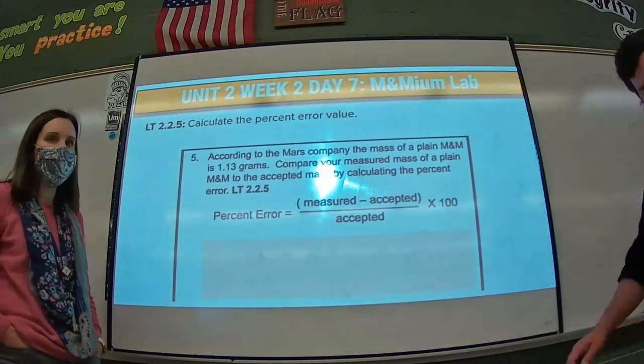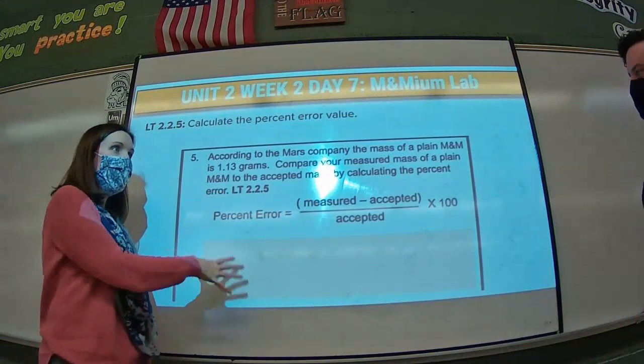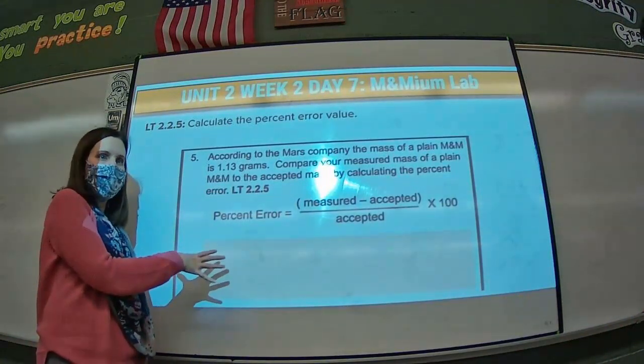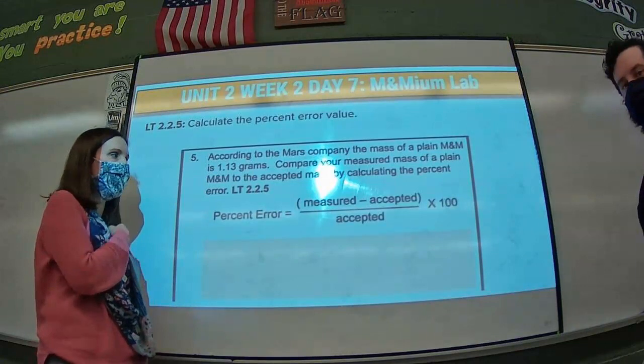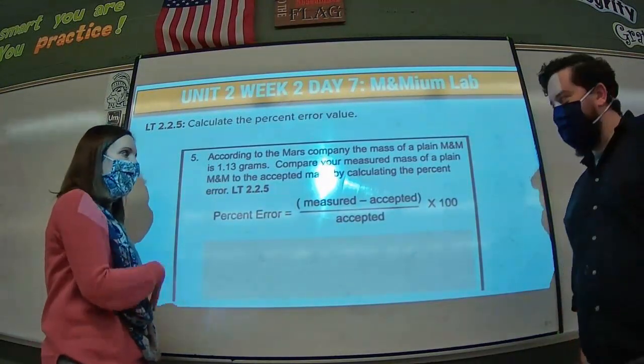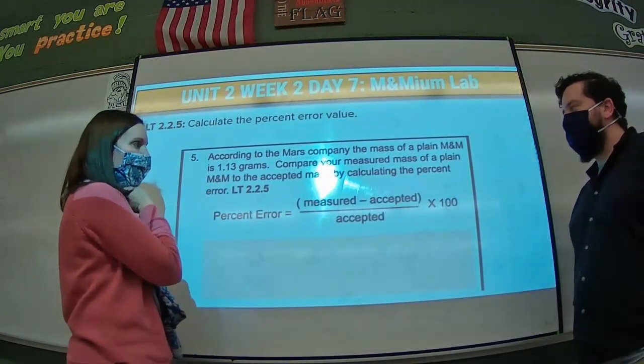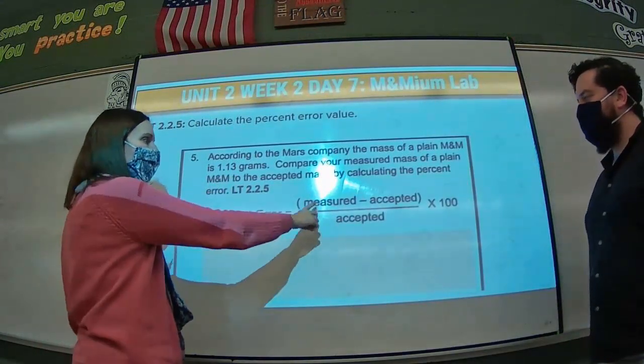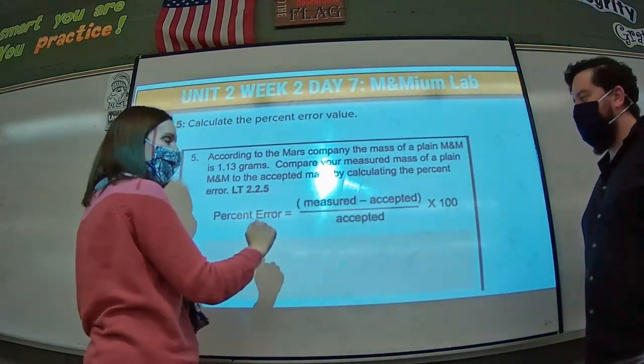Then another thing that you're going to have to do is calculate percent error. We did this in our very first unit, right? That was one of the calculations that you had to know. And we told you that you would be seeing that for the rest of the school year. So here it is. The big thing that you just need to know when calculating percent error is, what do we mean by measured? What do we mean by accepted?